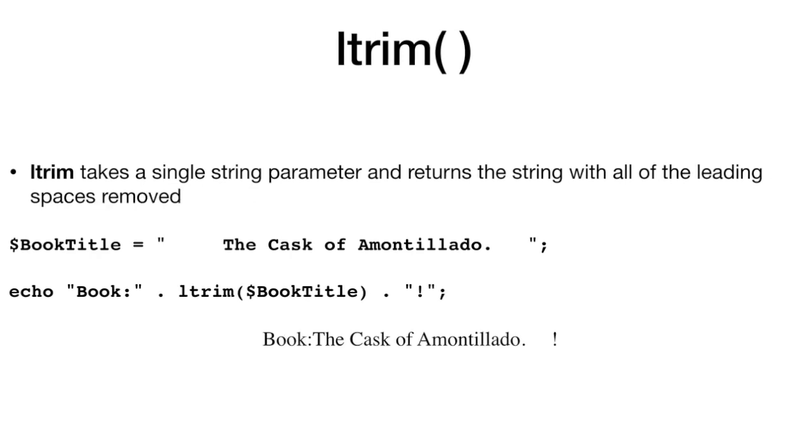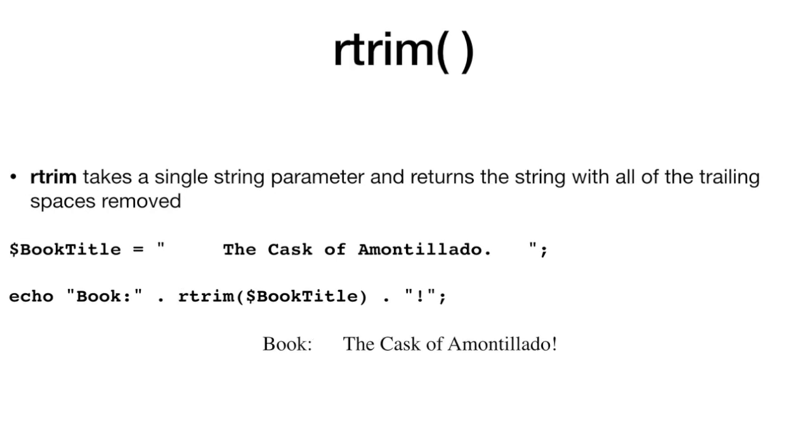ltrim does much the same, except it removes only the leading spaces. So you can see the leading spaces are gone, but the spaces at the end, the right of the string, are still there. ltrim would be for left trim, and rtrim would be for right trim. This will take a single string parameter again, but it'll remove all of the trailing spaces. So you can see the leading spaces are still there, but the trailing spaces are gone. Now each of those functions only takes a single string parameter.